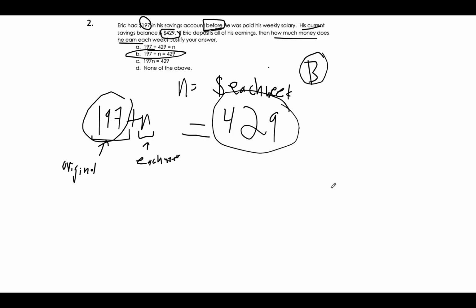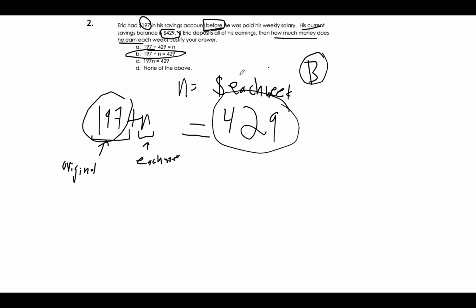Taking a look at question number 2, it says the following. Eric has $197 in a savings account before he was paid his weekly salary. His current savings balance is $429. If Eric deposits all his earnings, then how much money does he earn each week? Justify your answer.